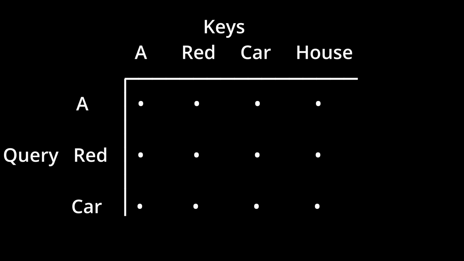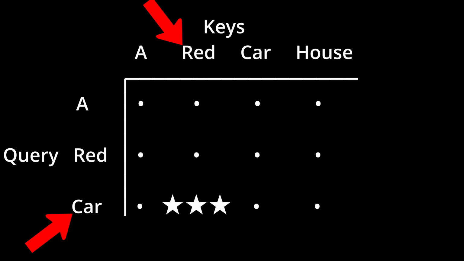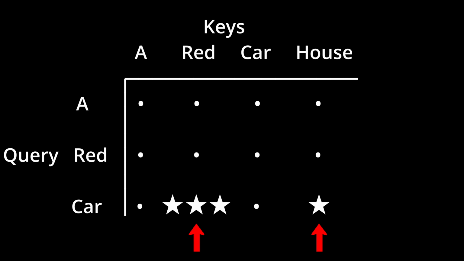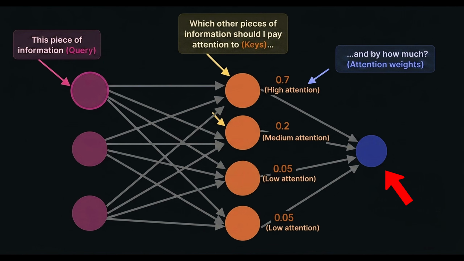The model then calculates how strongly each query matches each key. For example, when processing the token car, its query can be compared against the keys of the other tokens. If the query for car has a strong match with the key associated with red, the model assigns a higher attention weight to it. So, in simple terms, the model compares queries against keys, figures out which information is relevant, and then uses the attention weights to combine the values and produce the output.